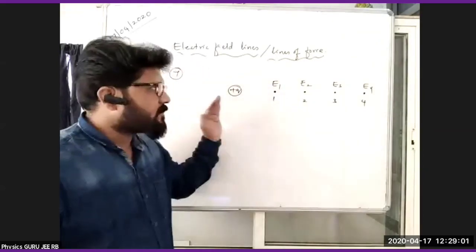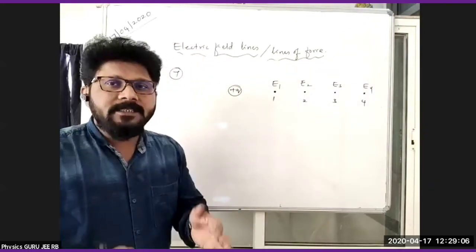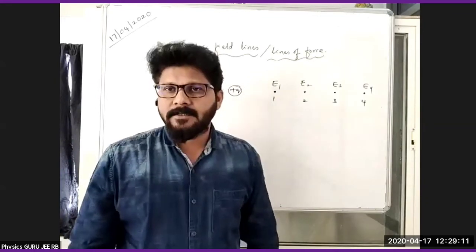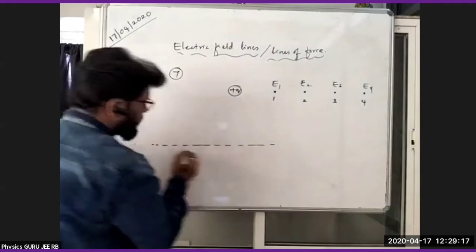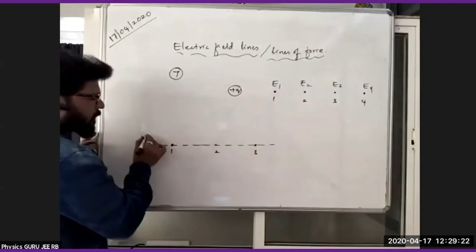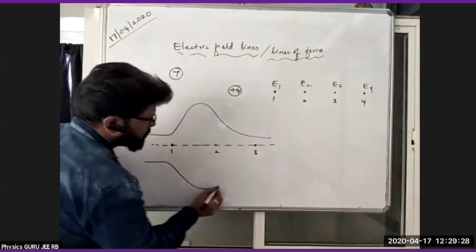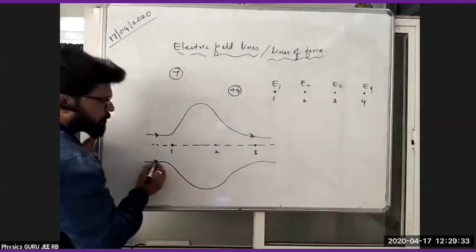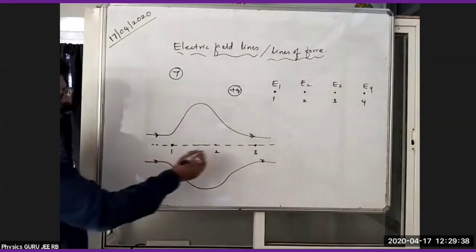That means as we are moving away from the charge, our closeness is decreasing, and the magnitude of electric field lines will decrease. Right? Now I'll take one example. Let me take this as point 1, here it is point 2, here it is point 3. I'll be drawing like this. Now I'll be taking these 1, 2, 3 points.